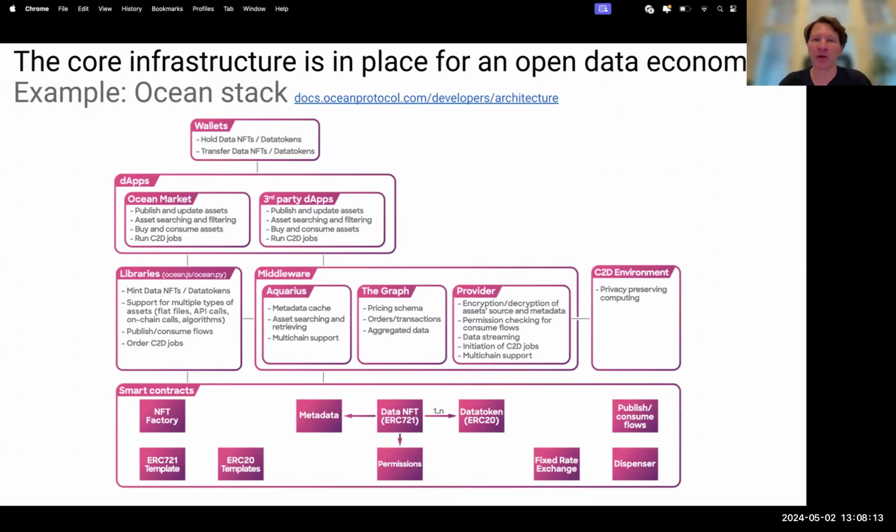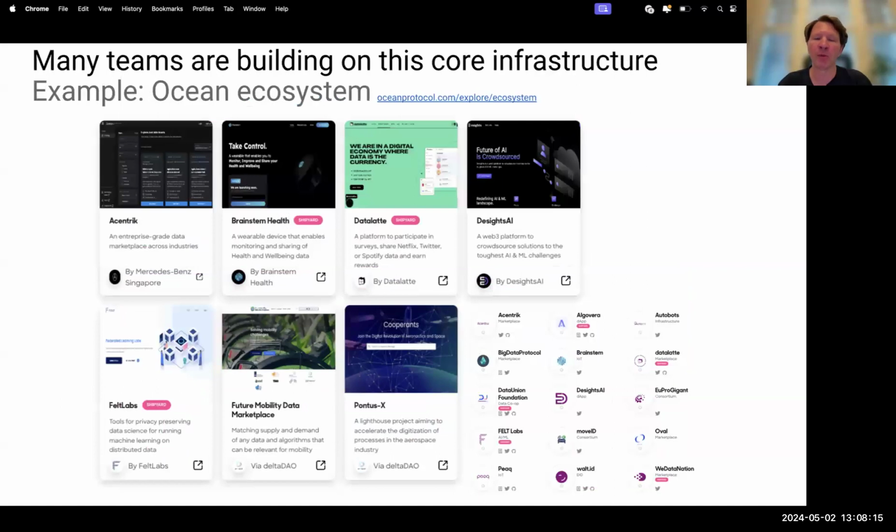So we built the stack. And actually, from what we have built and rolled out over the years and refined and so on, we have quite a lot of users. Here are some of the highlights.